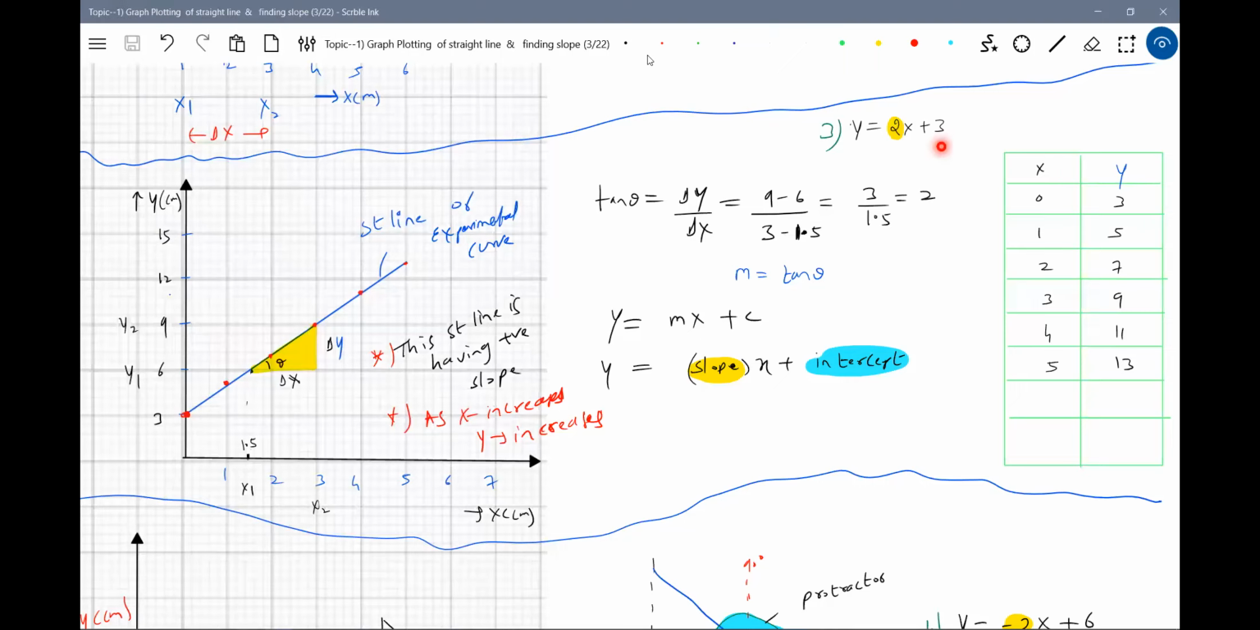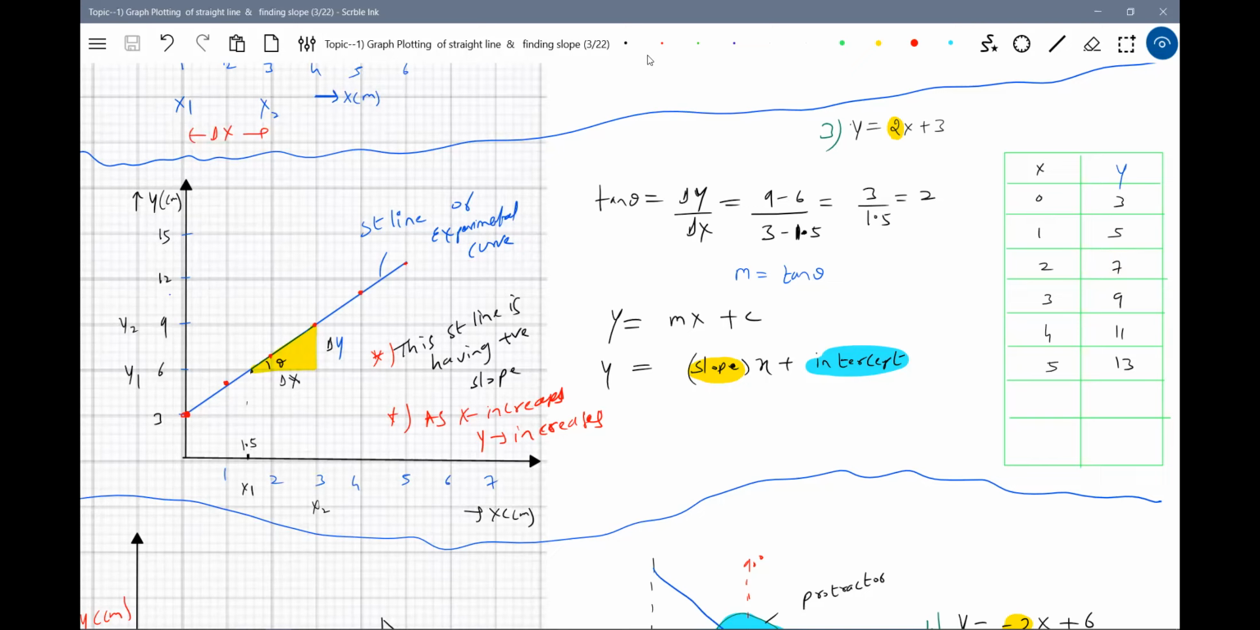Now we have the equation y equal to 2x plus 3. First we'll plot the curve. After plotting the curve, then what do you mean by slope? How much of an angle it will make with the x-axis, all that we'll try to determine. So first, we will have a tabular column. X equal to 0, y will be 3. Then x equal to 1, y will be 5. X equal to 2, y will be 7. Put x equal to 3, y will be 9. Put x equal to 4, y will be 11. Put x equal to 5, y will be 13. So I got the values of y for different values of x.